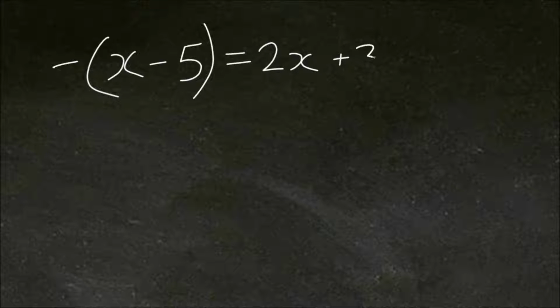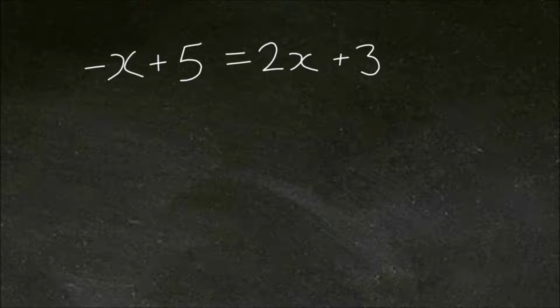Negative x minus 5 equals 2x plus 3. So to start with this one, we'll expand the brackets. And all this does is swap the negatives to positives and positives to negatives. So this will make our minus 5 a plus 5 and our plus x a minus x. I'll get rid of the brackets and make that minus x. Now we want to move all the x's to one side.